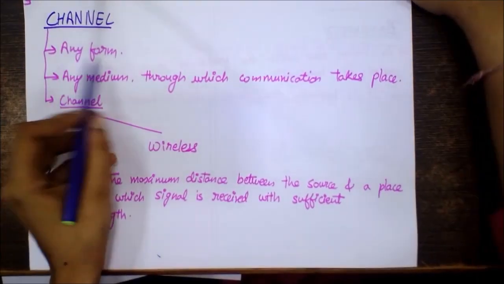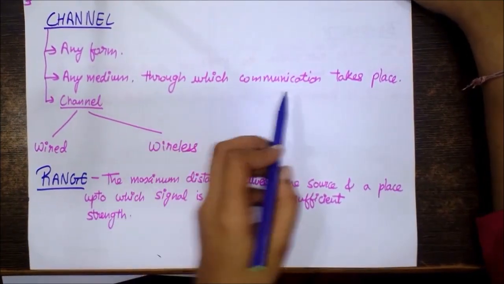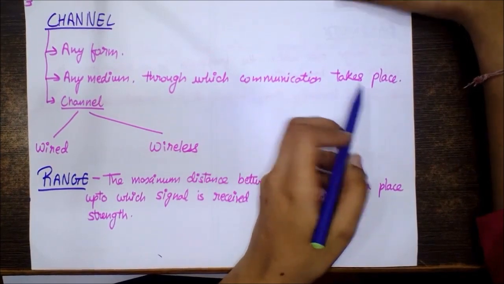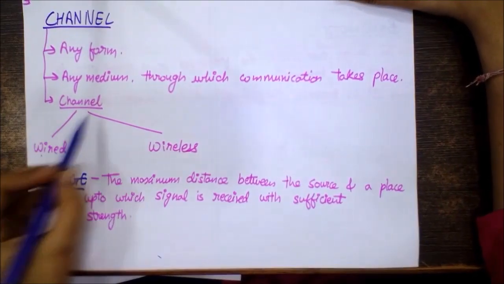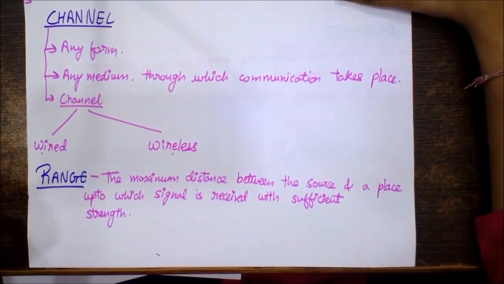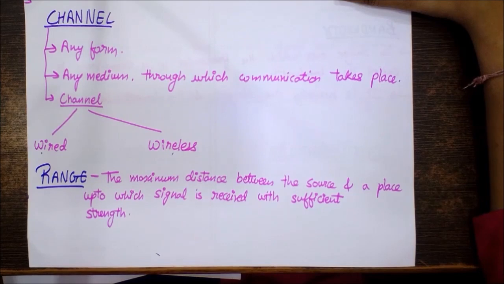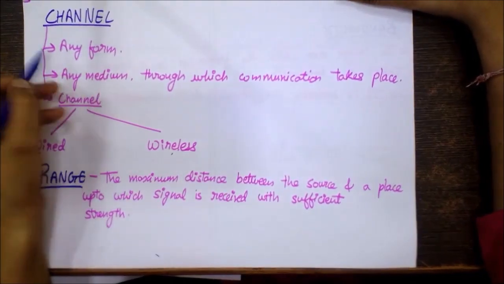Channel. Channel is any form, any medium through which communication takes place. The channel can be either wired or wireless. It can be space communication, ground communication, sky communication. So the space, the stratosphere, the ionosphere, the ground, everything will be in the form of a channel.